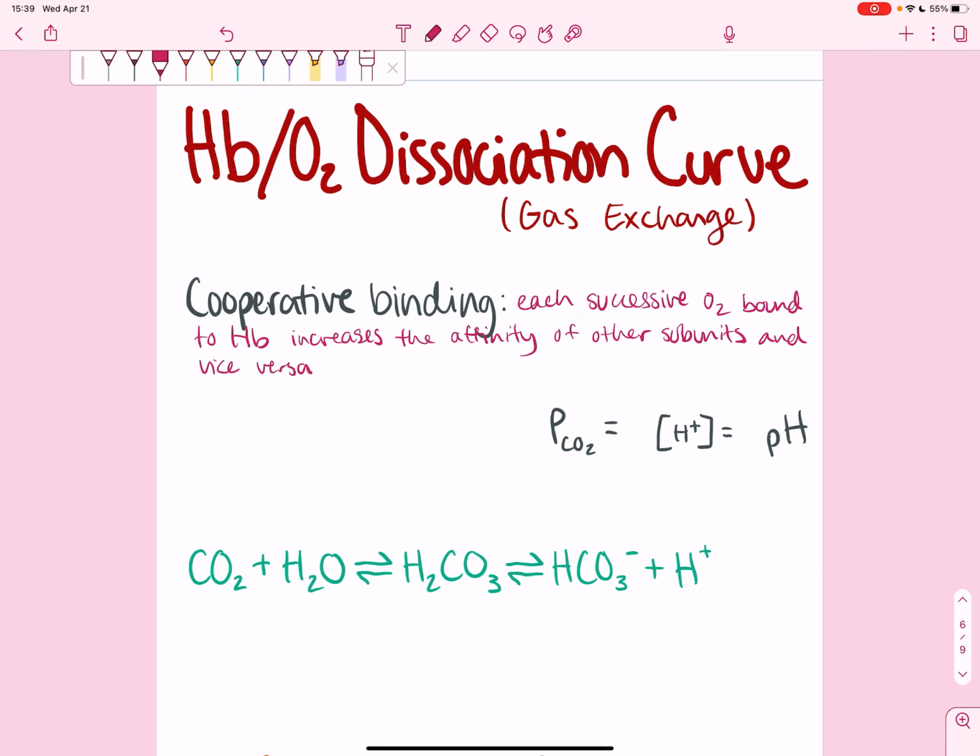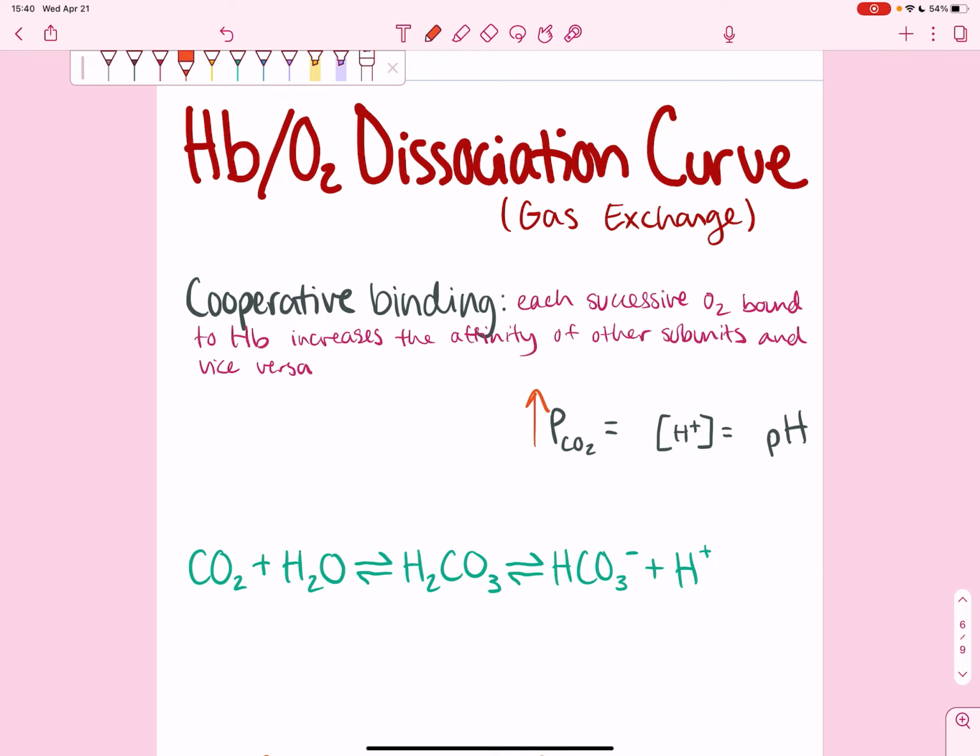Alright, now we'll talk about some things that affect this affinity for oxygen. I have this stuff written out here that I'm going to use as an example real quick. Let's say we have an increased partial pressure of carbon dioxide in the blood. The P means partial pressure of CO2 in the blood. So let's say that is increased.